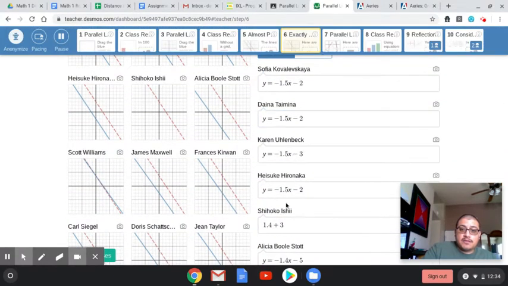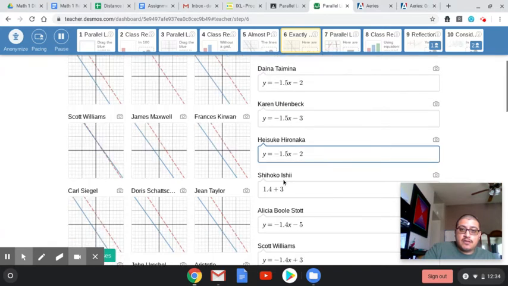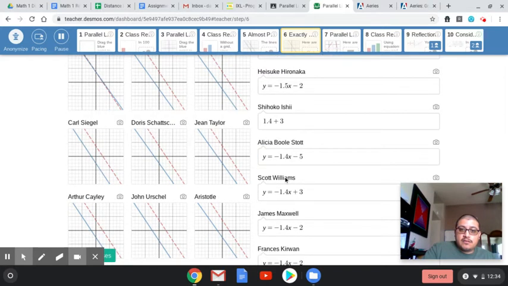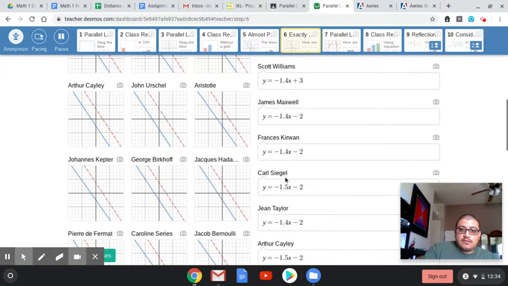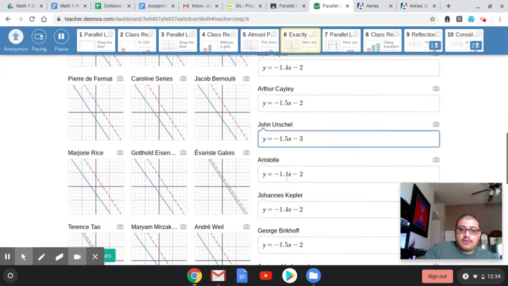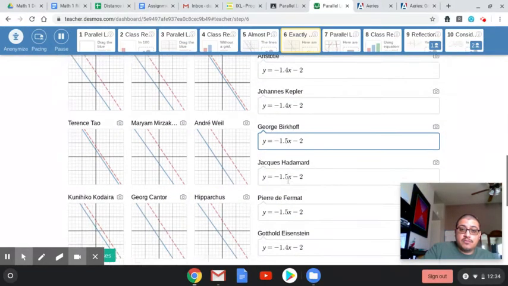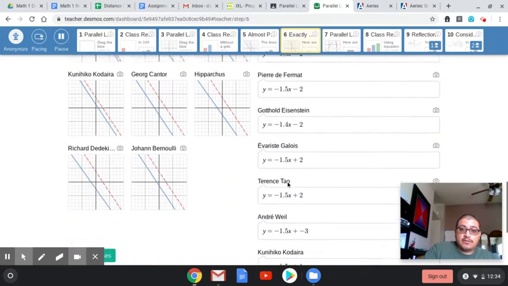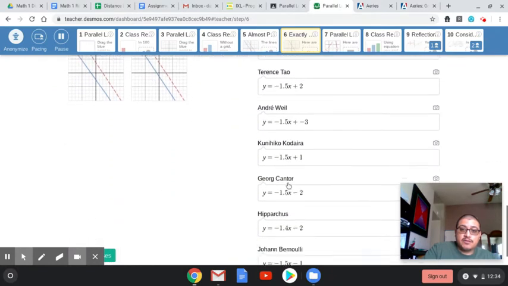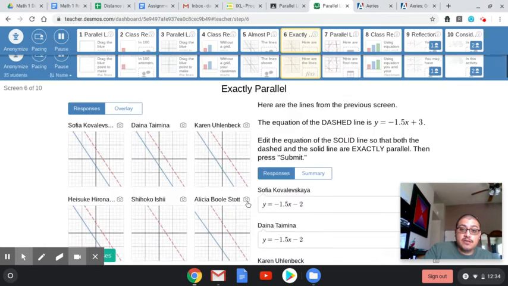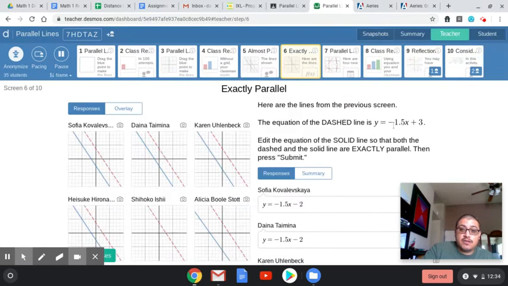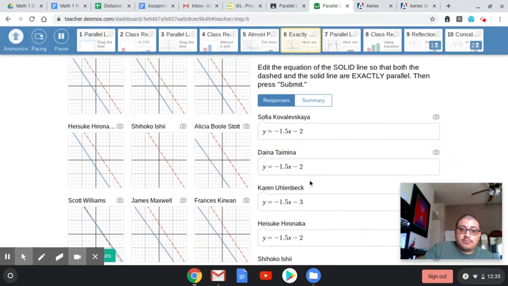Negative 1.5 and negative 1.4 are so close to being parallel, but they're not. So they definitely both need to be negative 1.5. I believe the directions were to say that it needs to be parallel to this, so you definitely want negative 1.5 on this one here. Negative 1.5x minus 2.